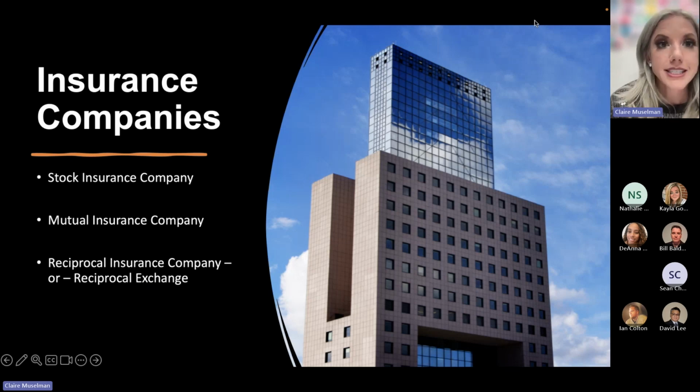A stock insurance company means that it is owned by stockholders. Stocks you can go buy on the stock exchange. Actually, W.R. Berkley is a great one, if anyone pays attention to the stock market. Most property and casualty lines or multi-lines of insurance companies that have auto, property, general liability, workers' comp, if they have multiple lines of insurance, they are more than likely a stock company. Other examples might be AIG, Zurich, Metropolitan Life. All of those are stock insurance companies.